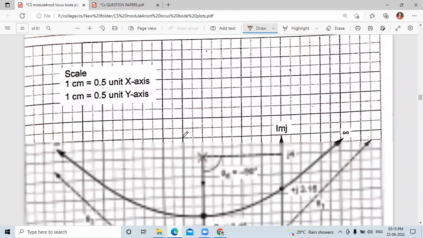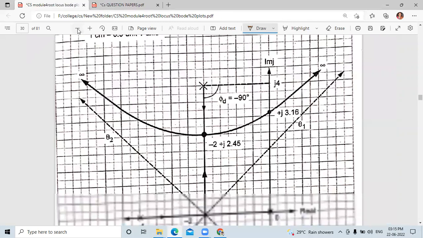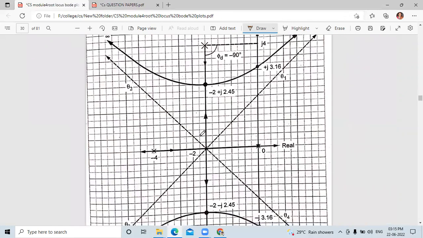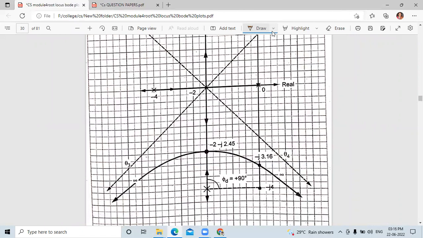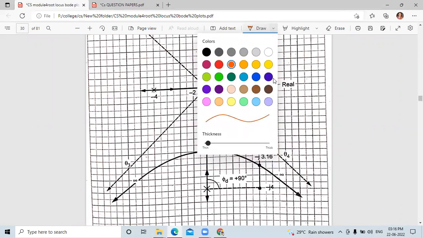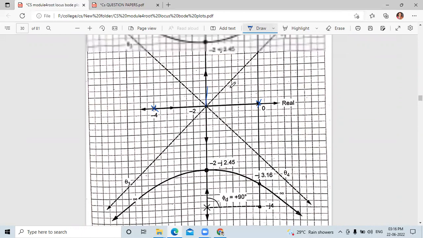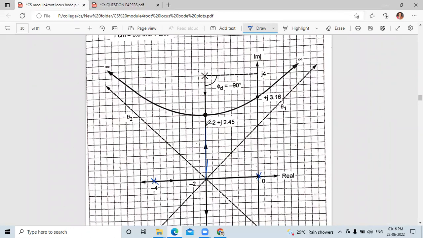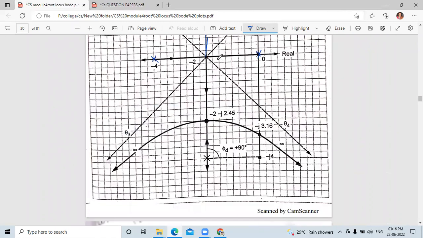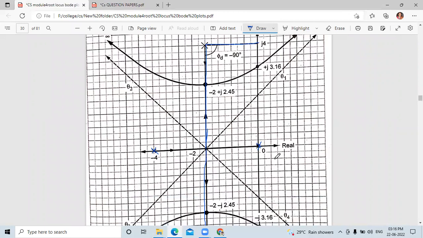Okay, now we shall draw the root locus graph. So first, what we need to mark? First mark the poles 0 and minus 4, and minus 2 plus j4, the complex part. Here also minus 2 minus j4, right? So we have marked all the poles.